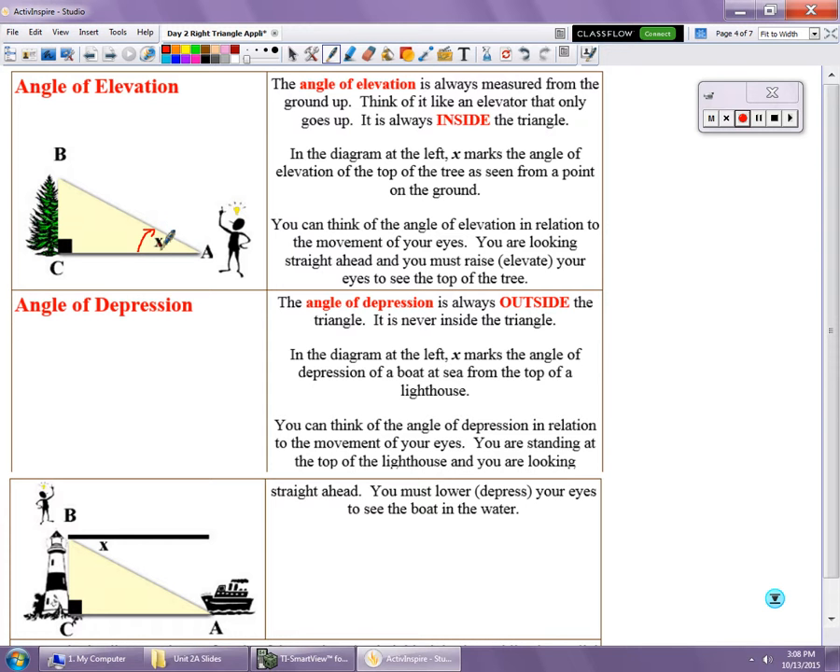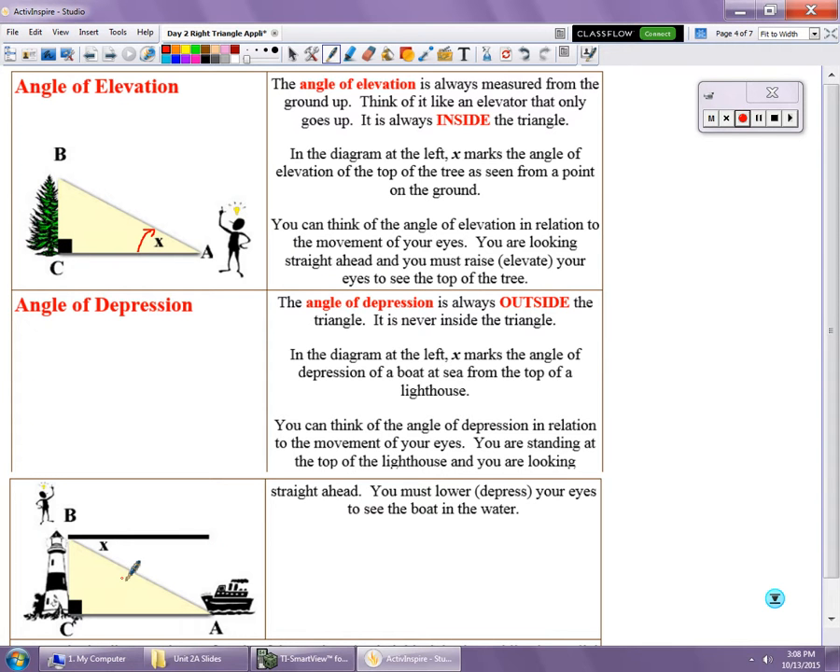X is going to mark the angle of the top of the tree as it's seen from a point on the ground. So it's from horizon looking up to the top of the tree. You can think of the angle of elevation in relation to the movement of your eyes. You are looking straight ahead. You must elevate or look up to the top of the tree.